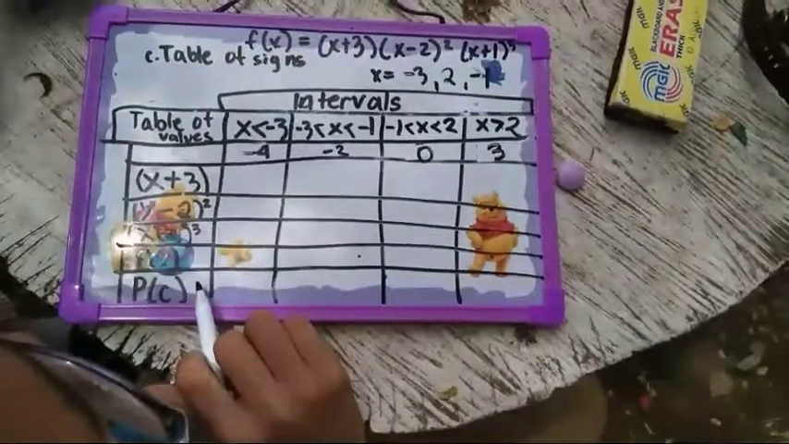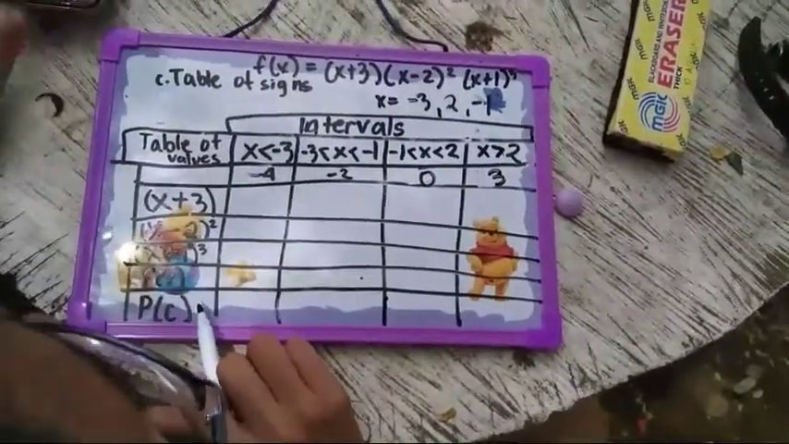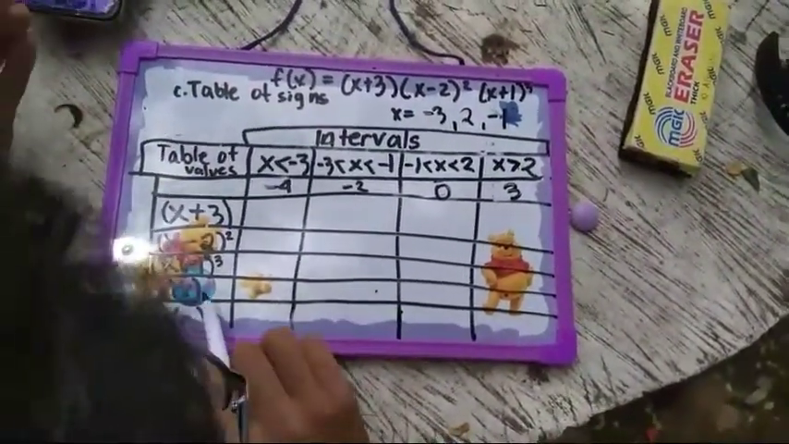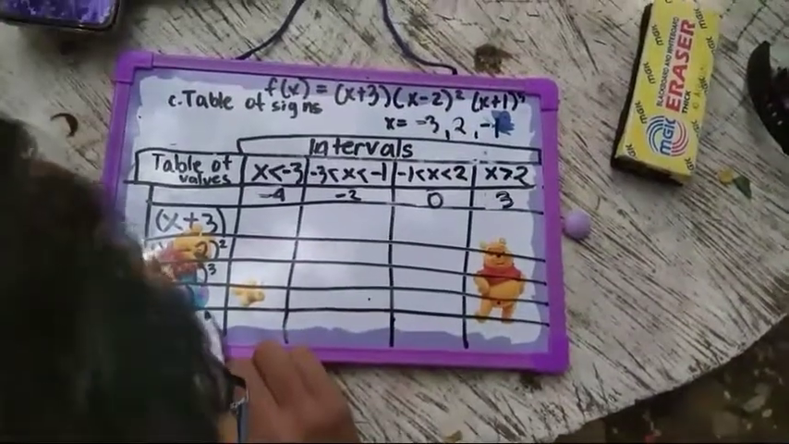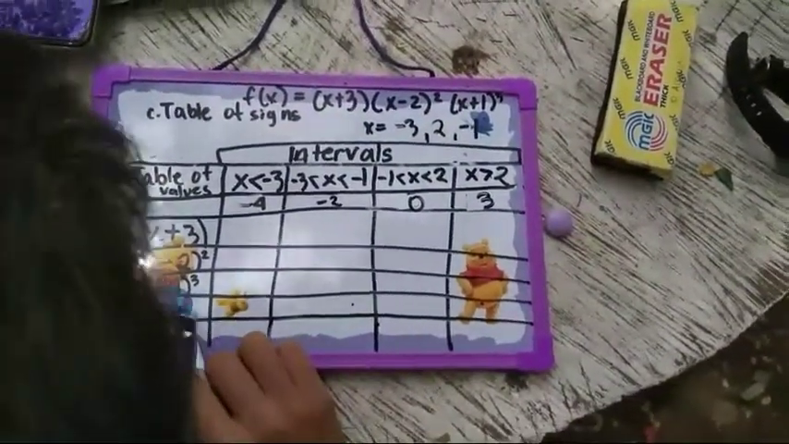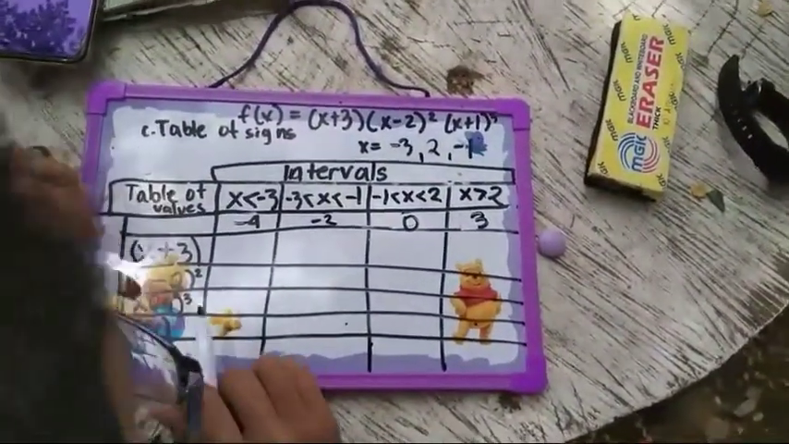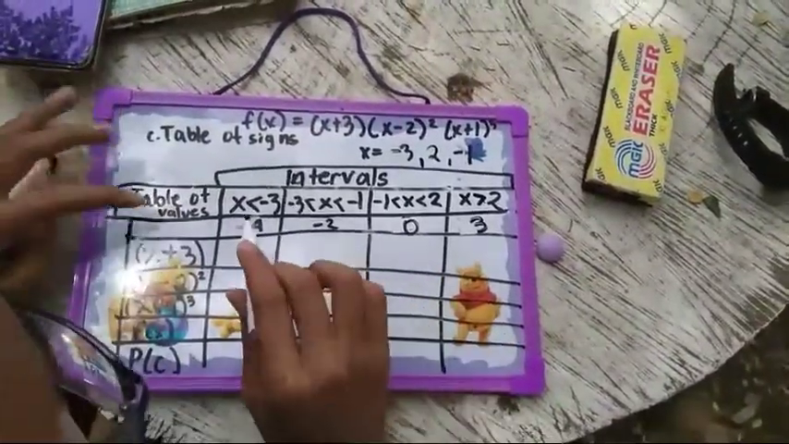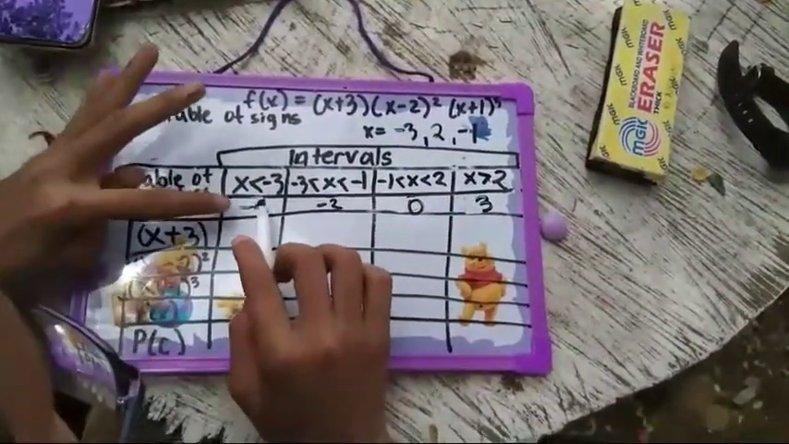And our p of c is the behavior of the graph. It's either above if our f of x is positive and below if our f of x is negative. So now we are going to solve for the table of signs. Let's start with our first test value, which is -4.